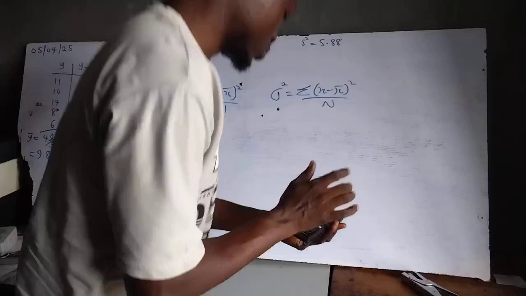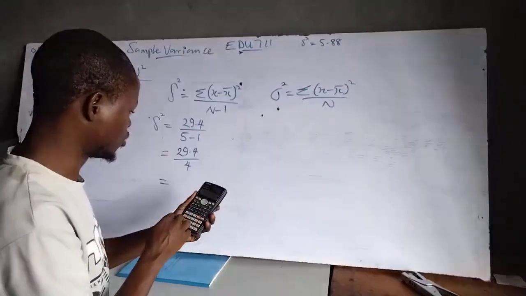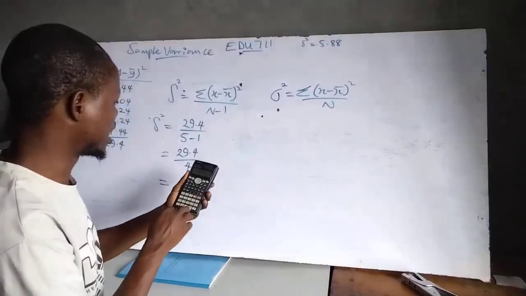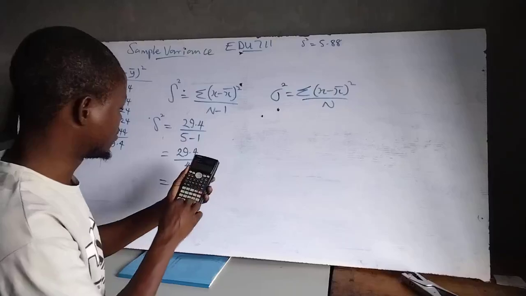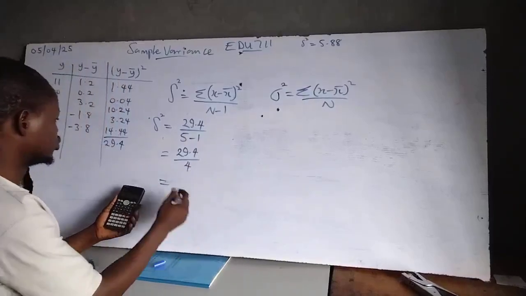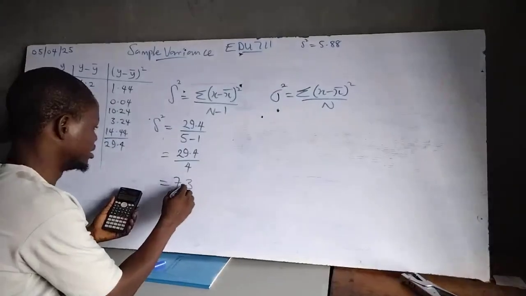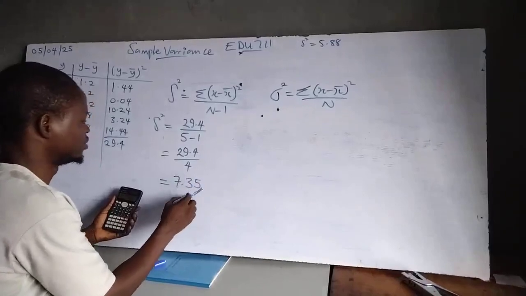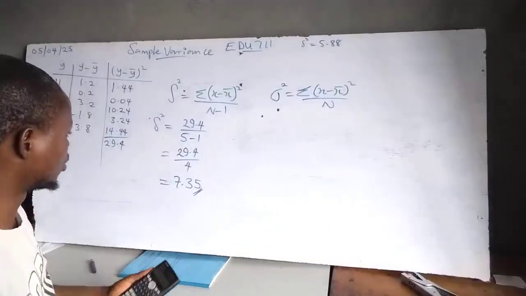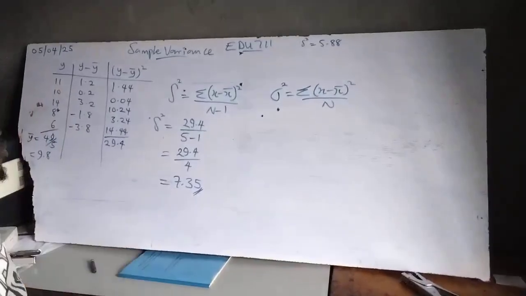So checking through the calculator, we have 29.4 divided by 4. Then we have our s squared to be equal to 7.35. So that is our sample variance.